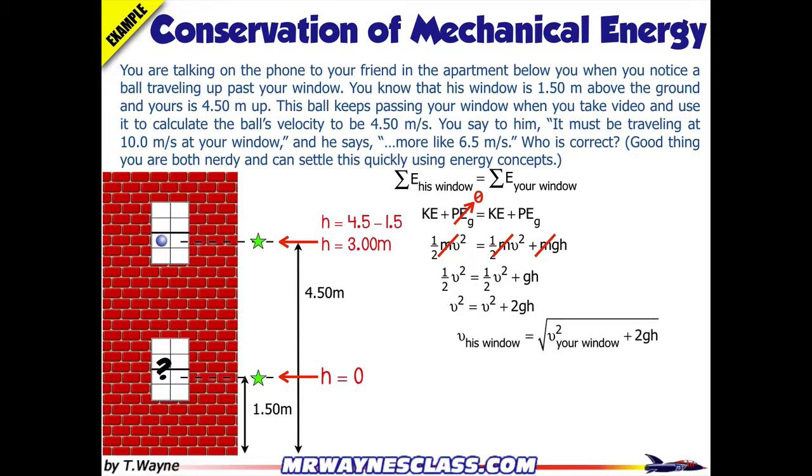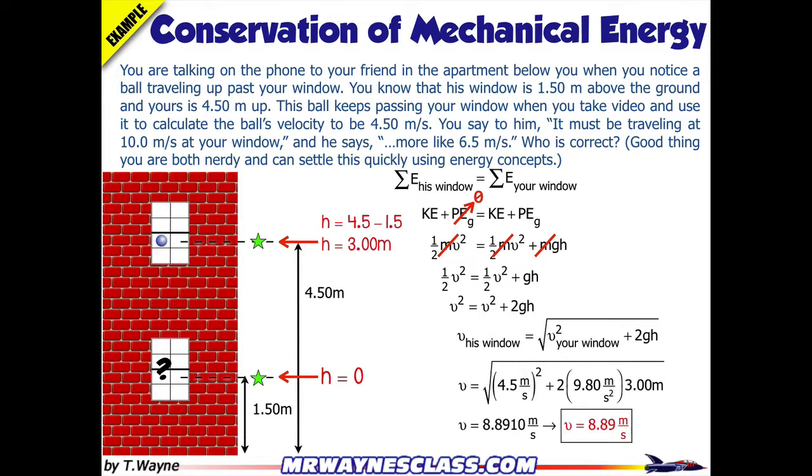So now let's isolate the velocity at his window, and that's the square root of v squared at your window plus 2gh. And if I put in the numbers in units, I get 8.89 meters per second for the velocity at his window. So as it turns out, neither one of us was correct.